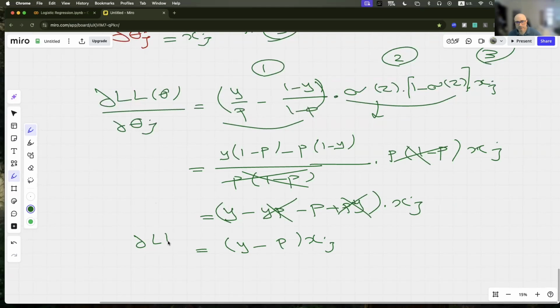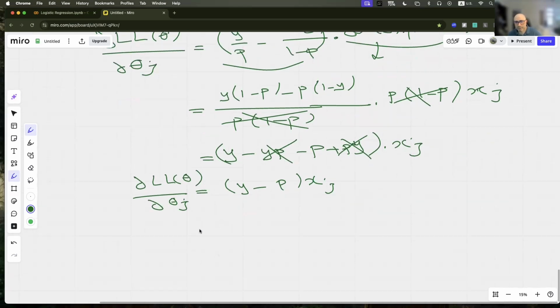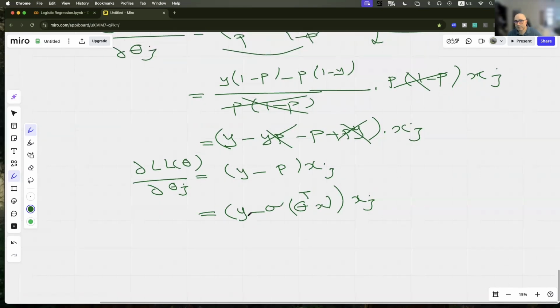Again, we are still in here, j. And I'm going to plug in y minus p, where p is still a function of theta and x, multiplied by x. Okay, so this is only for one sample. This is for one sample.